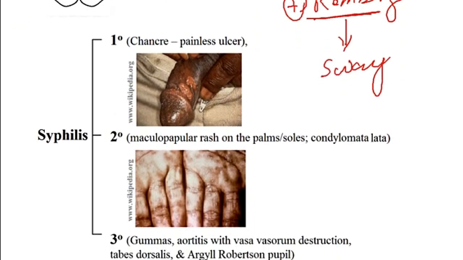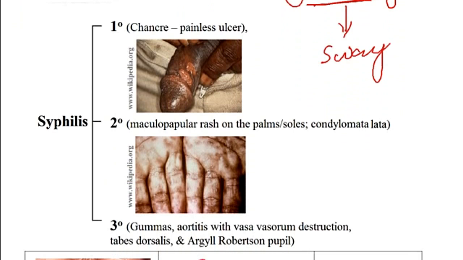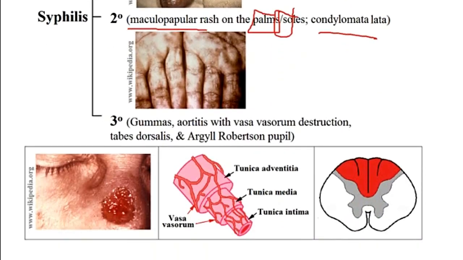So primary syphilis presents with chancres, which present as painless ulcers in the genital areas. The secondary syphilis presents with the maculopapular rash on the palms and soles, and then they also present with the condyloma lata. And then finally, the tertiary syphilis presents with gummas, which is shown right here. It has a center with a coagulative necrosis, and then epithelioid cells are surrounding it.